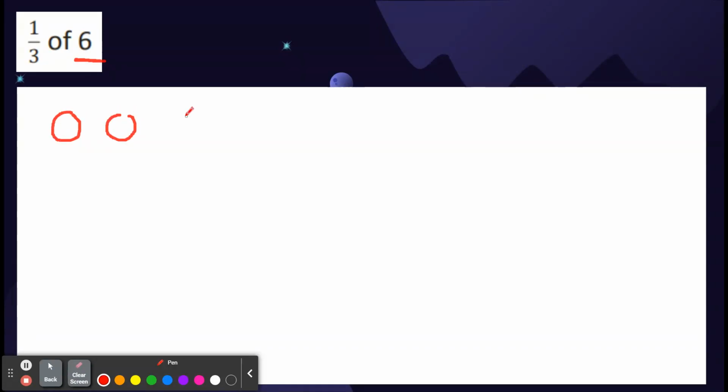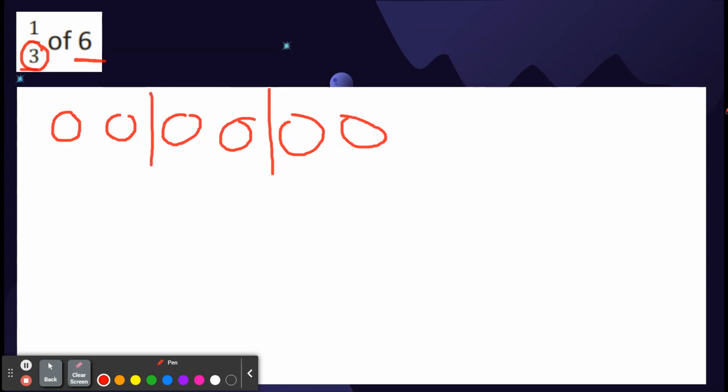So if I have 6 circles over here, 1, 2, 3, 4, 5, 6, I want to find out 1/3 of 6. So we look at our denominator, we see that we have to split this into 3 pieces. We have to split our group of 6 into 3 equal pieces. So looking at this, I could put 2 in each group.